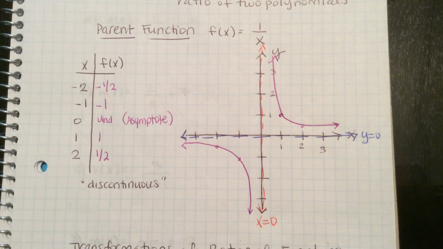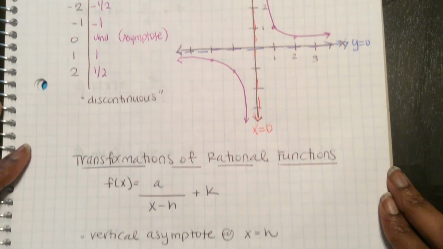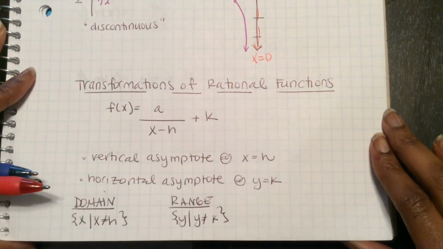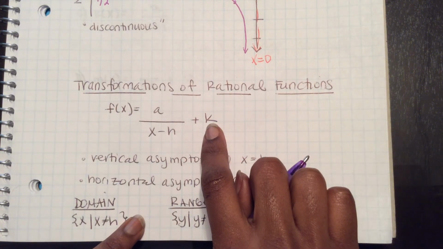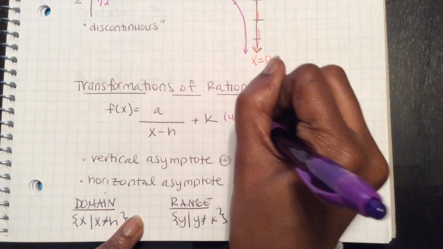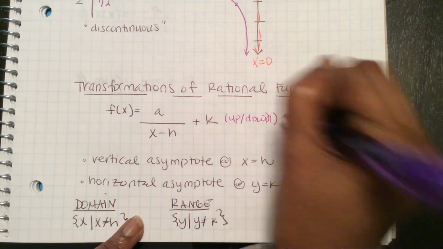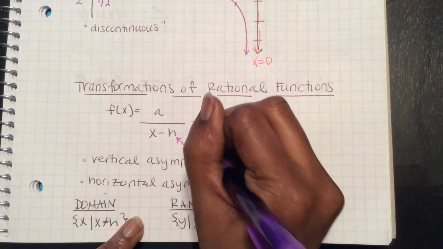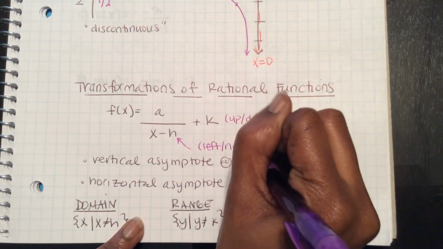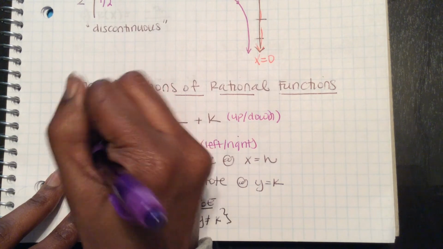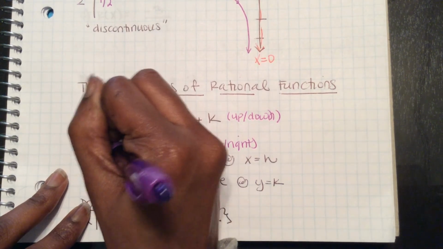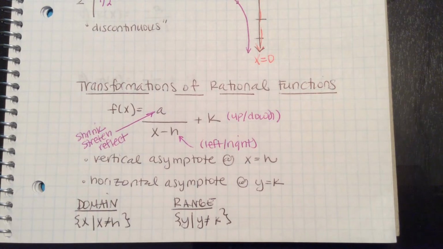So one thing we're going to do in this section is transform rational functions. So this is the form that we will see most rational functions if they've had a transformation done. Remember, k tells us if we're going up or down. h tells us if we're going left or right. And a tells us if we're going to shrink, stretch, or reflect. Same properties we've used in all previous functions.